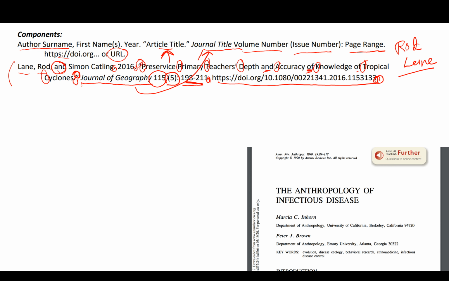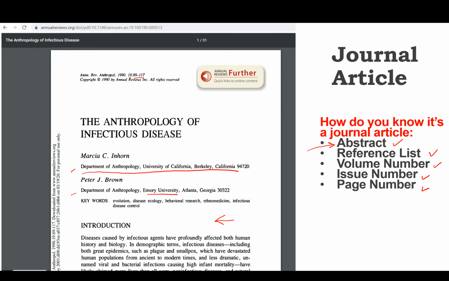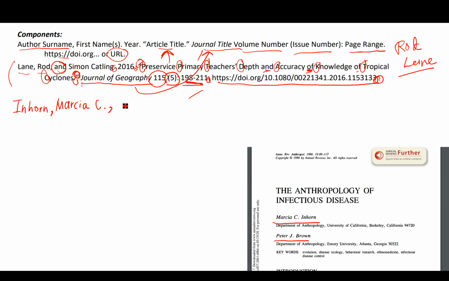Now let's look at this. First of all, we start with the surname, Marcia and Peter J. Brown. So we start with Inhorn. Remember the surname will come first, comma, Marcia C. Dot. Now C dot, it doesn't mean that it's already ending. It just means that it's an initial. So and then after that, comma, and the second author is who? Peter J. Brown. Now the second author, you just follow accordingly. You do not have to put the surname in front. Full stop. That's it. Okay, so this is done.